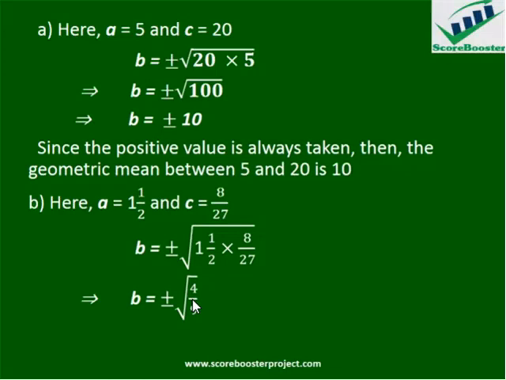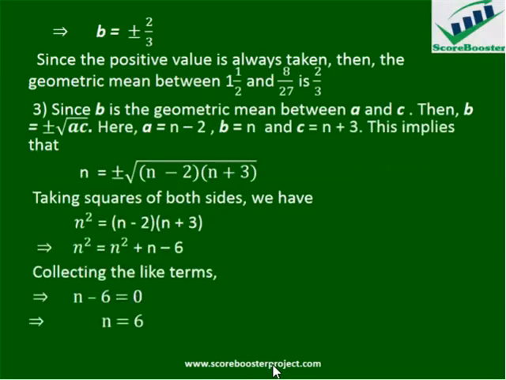Also, since we know from the rule of indices that square root of A over B is the same thing as writing square root of A divided by square root of B. So from here, square root of 4/9 is the same thing as writing square root of 4 divided by square root of 9. And we all know that the square root of 4 is 2 and square root of 9 is 3. Therefore, B is equal to plus or minus 2/3. Since the positive value is always taken, then the geometric mean between 1.5 and 8/27 is 2/3. That is, we ignore the negative 2/3 and we take the positive 2/3.